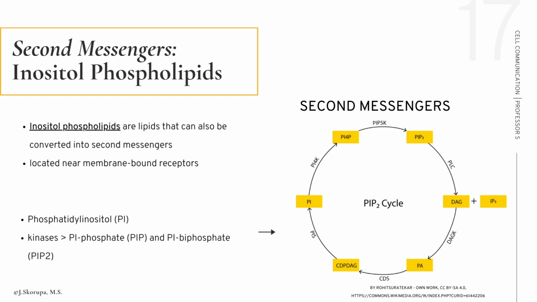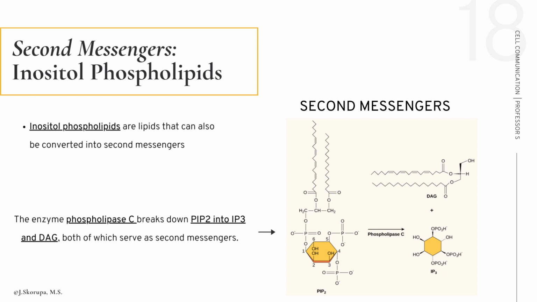Phosphatidylinositol, which is PI, is the main phospholipid that plays a role in cellular signaling. Kinases phosphorylate PI to form PI phosphate, which is PIP, and PIP2, which is PI bisphosphate. So there's 2 phosphates on that one. The enzyme phospholipase C, PLC, breaks down PIP2 into IP3, which is inositol triphosphate, and DAG, which is diacylglycerol, both of which serve as second messengers. So here's our second messengers. You can see the cleavage of PIP2 by PLC in this image.